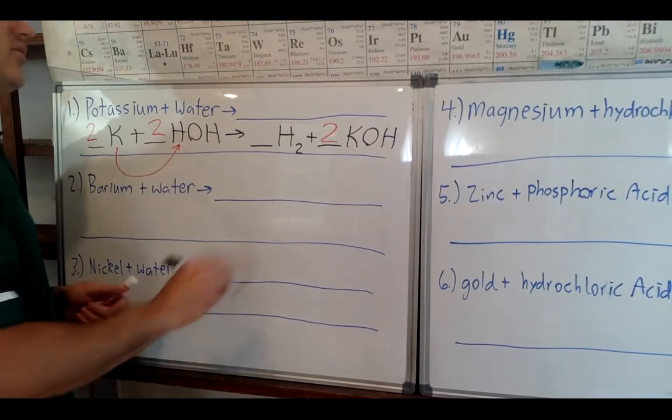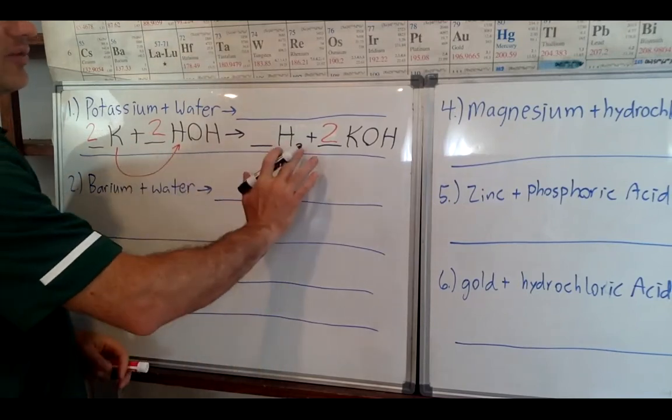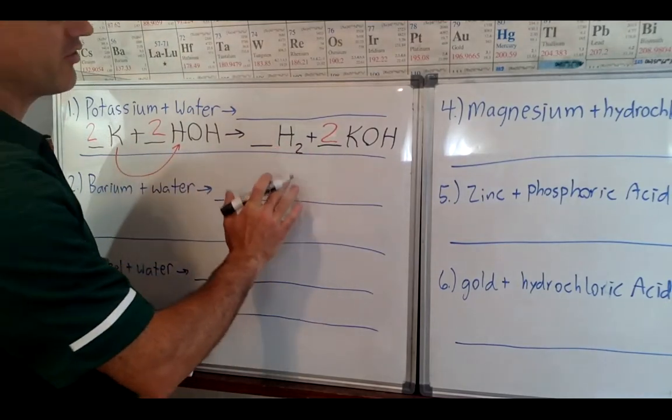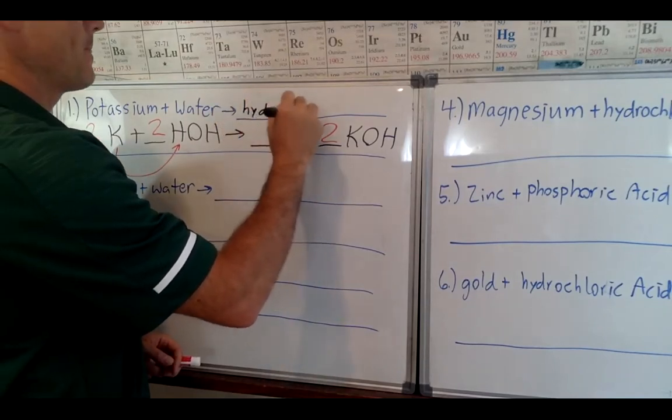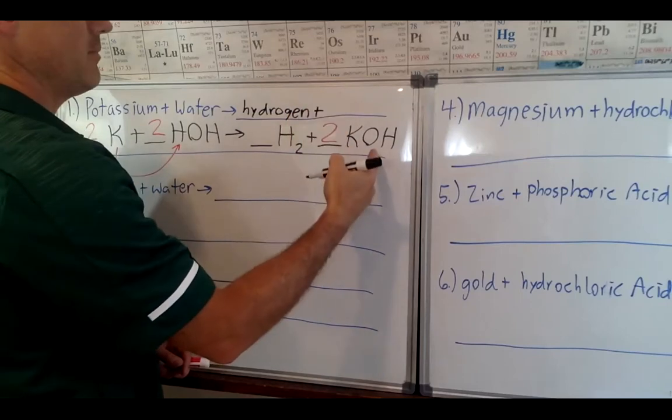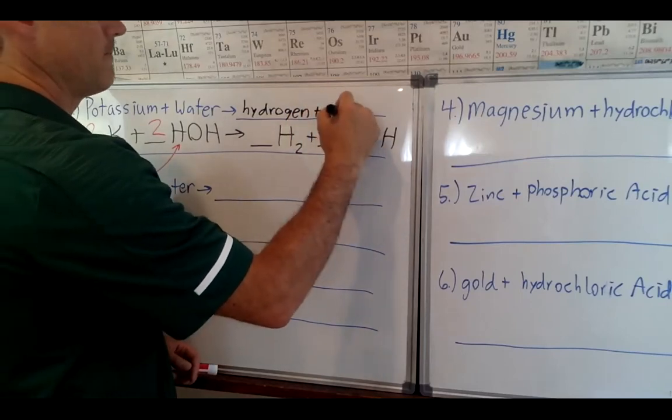So then we know that this single replacement reaction does generate hydrogen gas. So we can write hydrogen up here, and it makes potassium hydroxide.